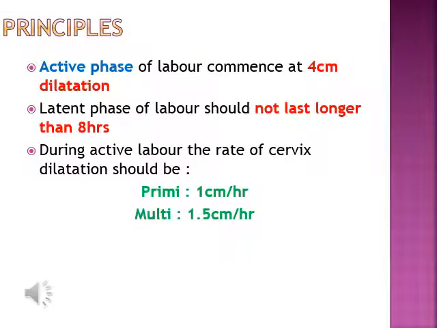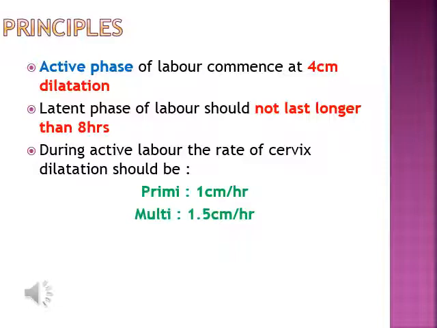Coming to the principles, in a partogram there are mainly two phases, that is the latent phase and the active phase. The latent phase means the cervical dilatation from 0 to 4 centimeters. The active phase starts from 4 centimeters dilatation to the full dilatation of the cervix. This latent phase of labor should not last longer than 8 hours. So it should take only 8 hours to complete the 4 centimeters of dilatation. After 4 centimeters of dilatation, it moves to the active phase.